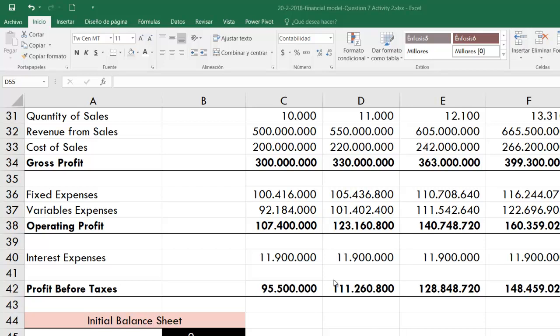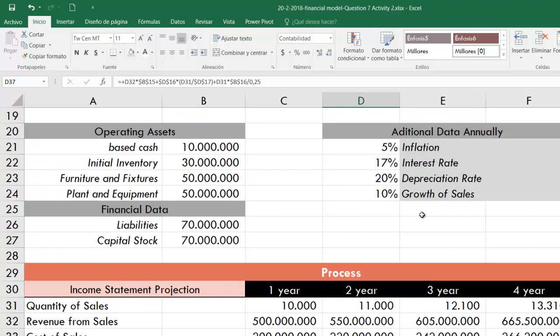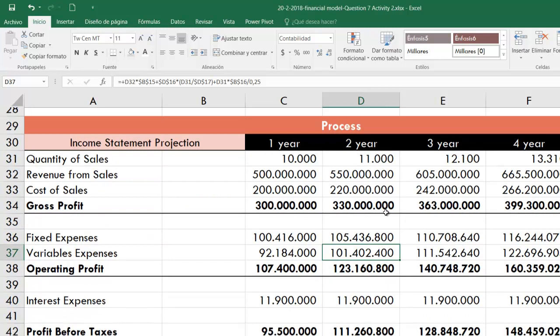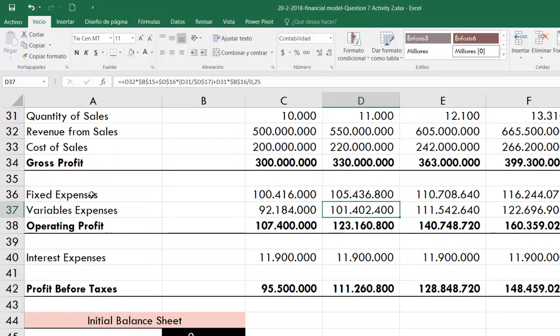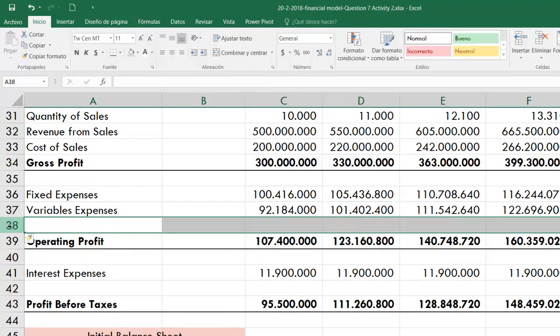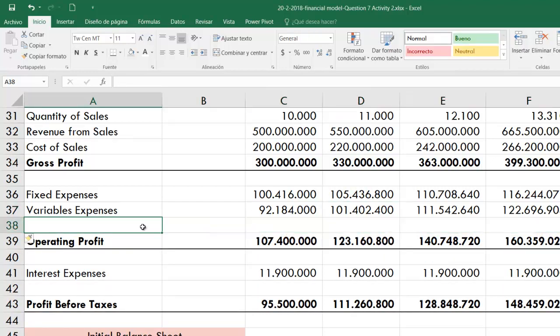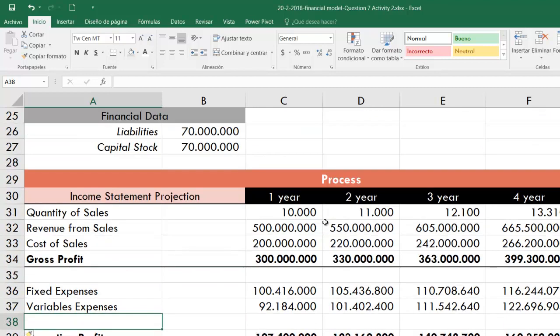In this video, we will explain how to include the depreciation expense in your projections. Here we have fixed expenses, variable expenses, and then operating profits. This depreciation is an expense, so it should be before the operating profit. And this depreciation is basically one expense that you estimate.